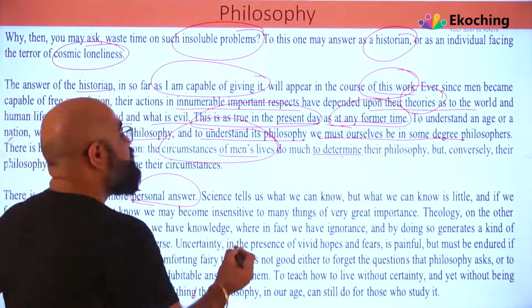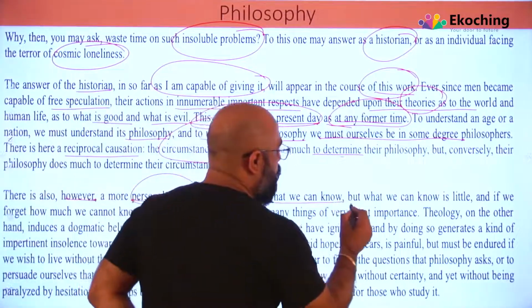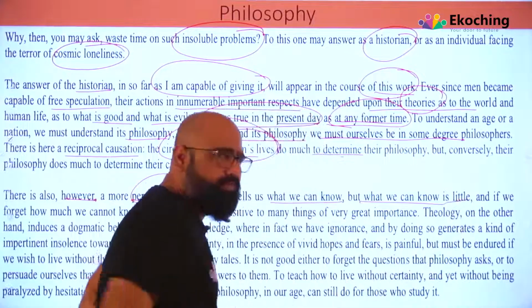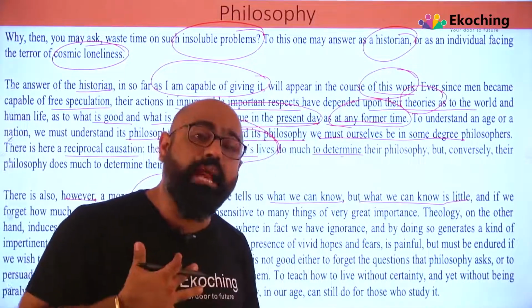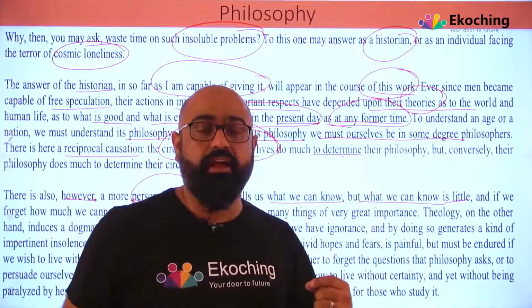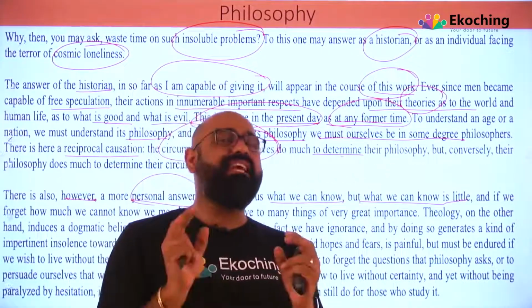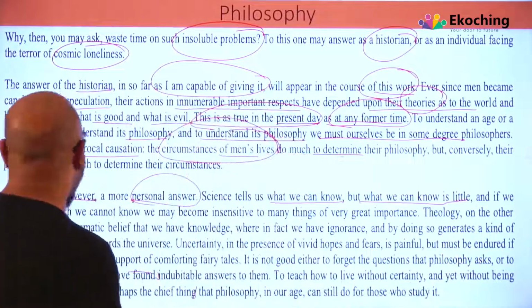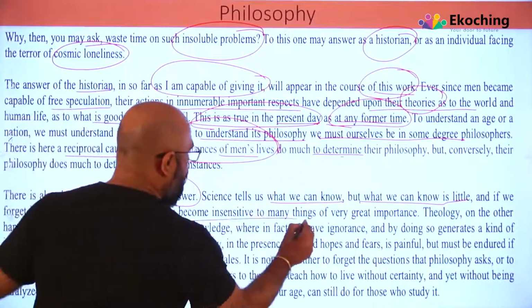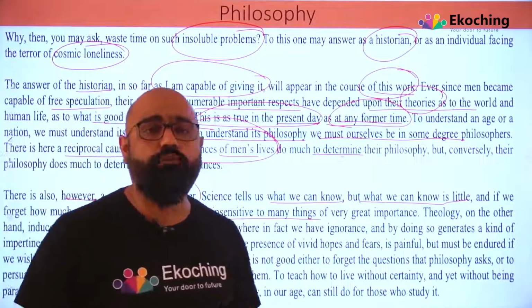What is it? Science tells us what we can know, but what we can know is little. Science will only tell us what we can know, what we can know, which things we can study, but what we can know is very little. And if we forget how much we cannot know, we may become insensitive to many things of very great importance.